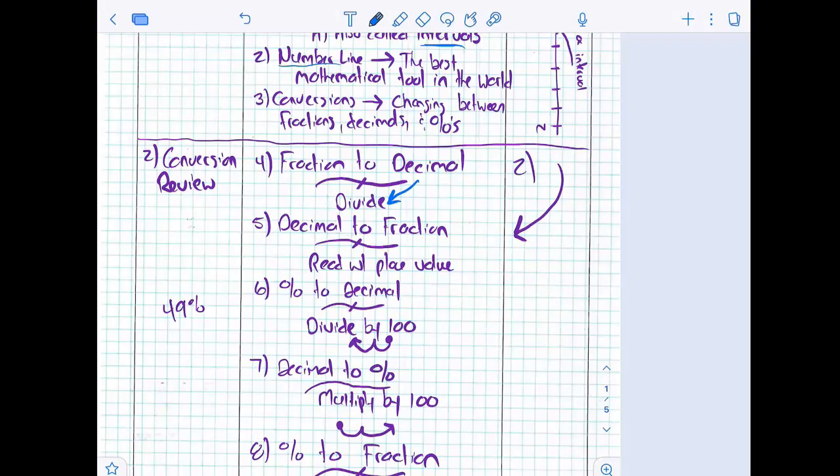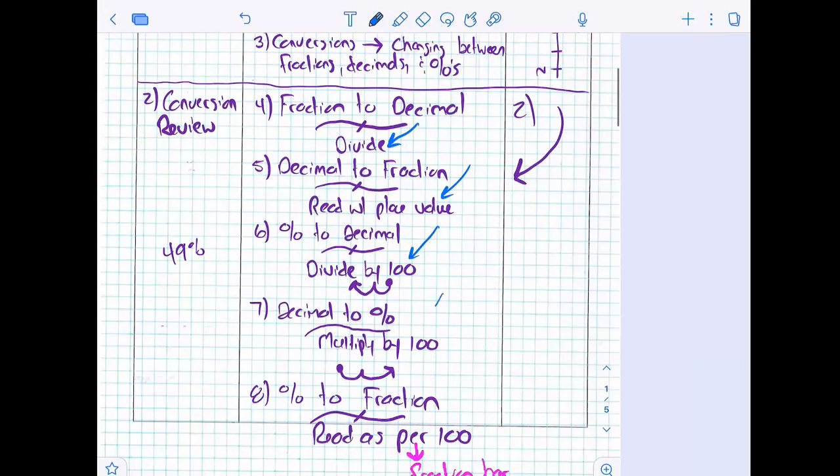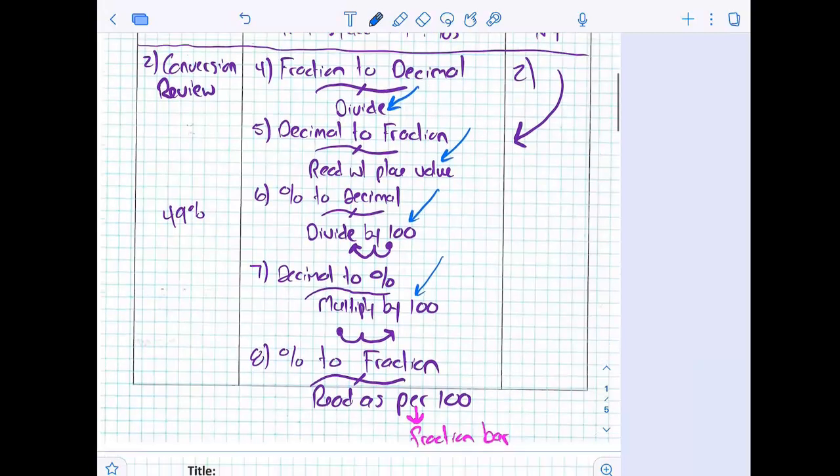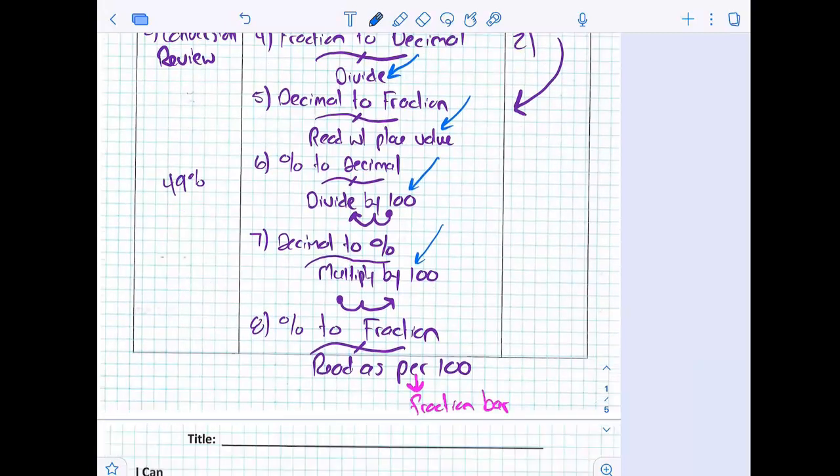Decimal to fraction, we replace value. Percent to decimal, we divide by 100. Decimal to percent, we multiply by 100. Percent to fraction, we read the percent as per 100. What does per mean? Per means fractional, over.